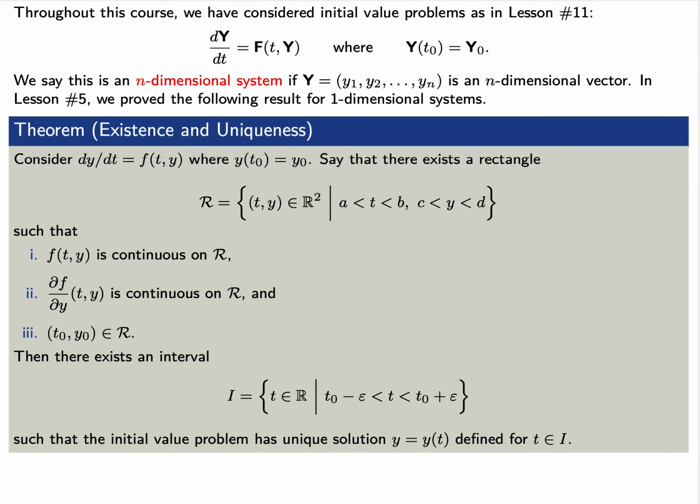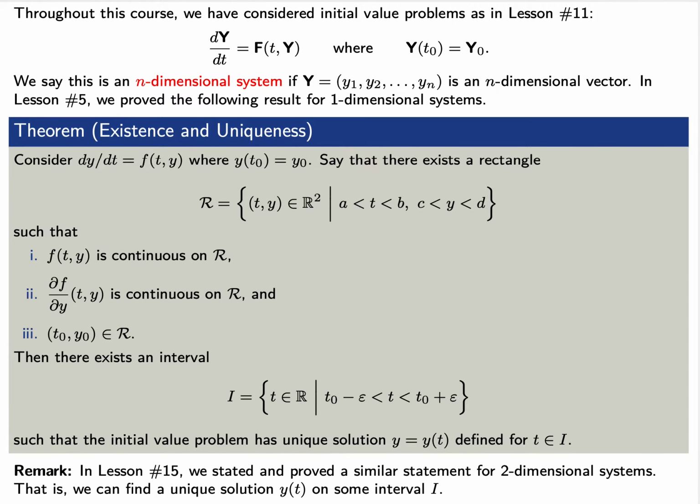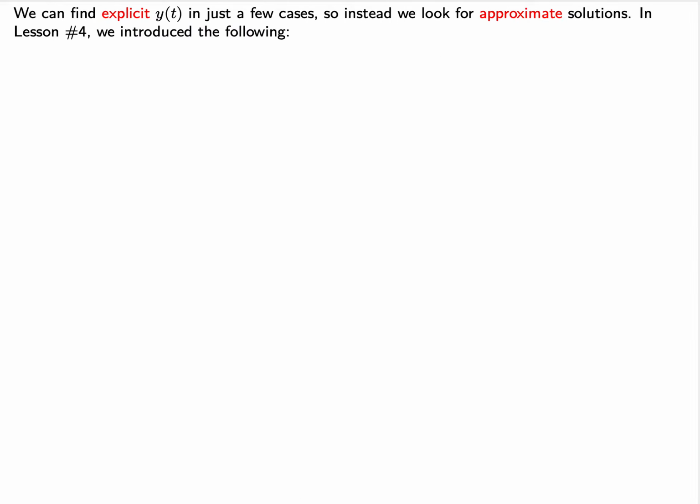Then there exists an interval I containing the initial time t0 such that this initial value problem has a unique solution y of t defined for all t in this interval. In fact, we should point out that in lesson 15, we stated and proved a similar result for two-dimensional systems. Now, in all of this, we note that we can only find an explicit y of t in just a few cases. So instead, we're interested in finding approximate solutions.